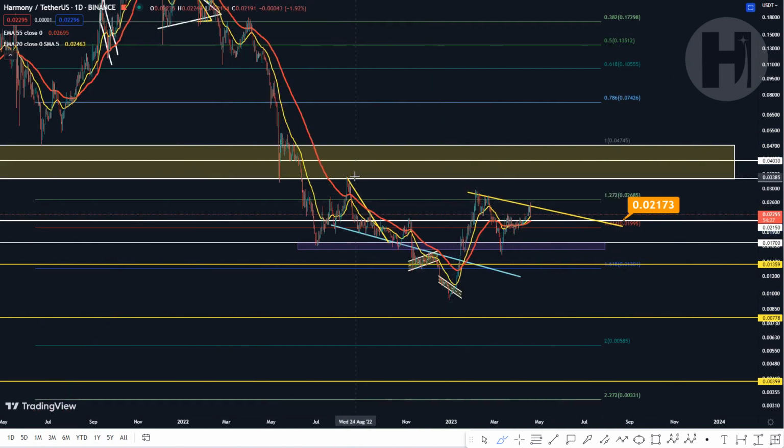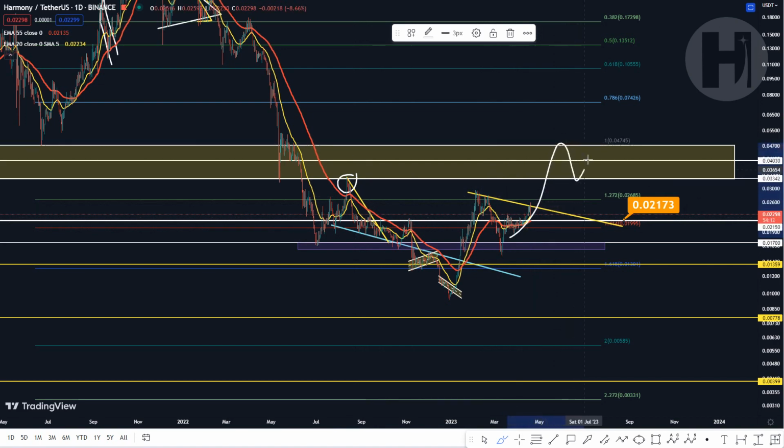The fact that we did not break this August high here with this impulsive move to the upside in February was quite negative. I did not really like that. A lot of altcoins did, some of them didn't. So hopefully with this next impulsive move to the upside, we managed to get into the support block.